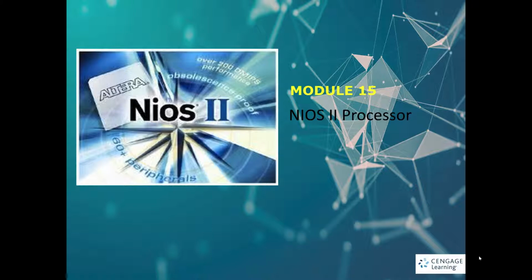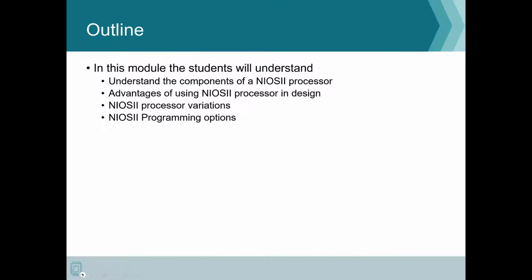In this module, we will be seeing about the NEOS 2 processor, which is a soft processor. So, in this module, students will understand the components of the NEOS 2 processor, what the advantages of using the NEOS 2 processor in design are, and also about various processor variations and how you can program the NEOS 2 processor and what options are available.